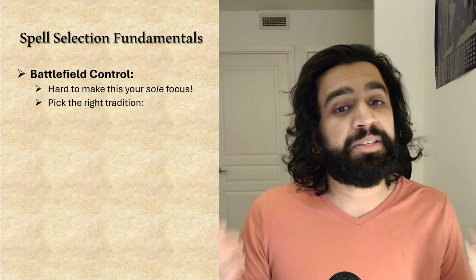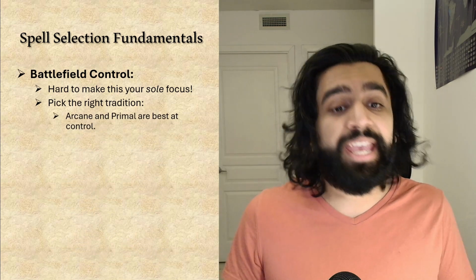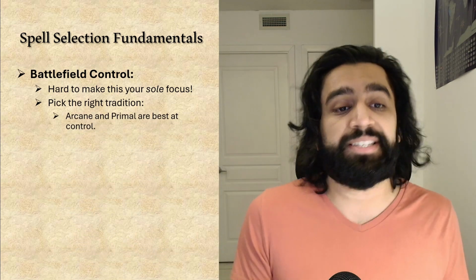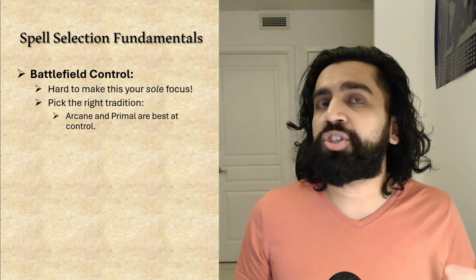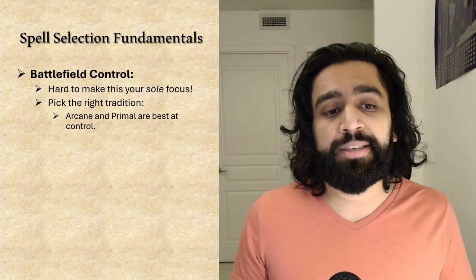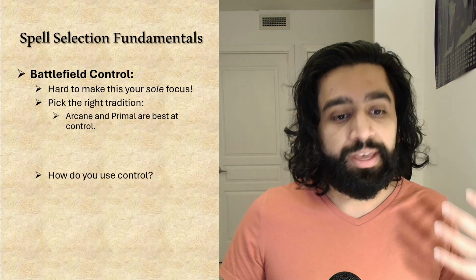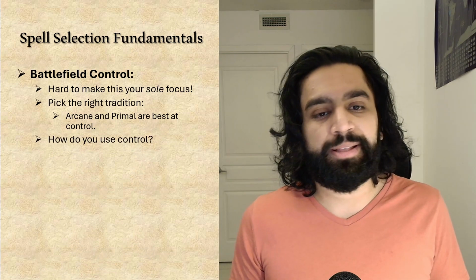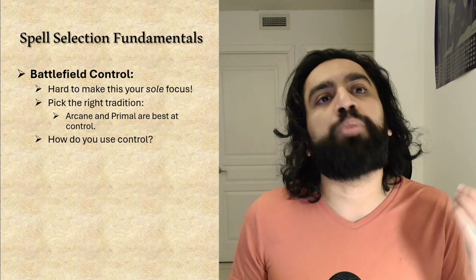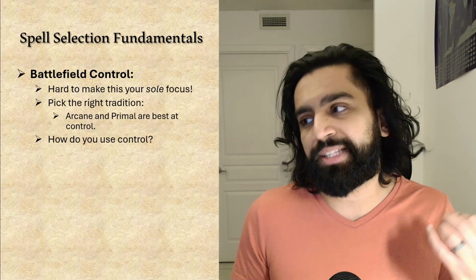As always, it's important to pick the right tradition. Arcane and Primal are the uncontested best at this. Occult and Divine sort of catch up in the higher ranks of spell slots, but Arcane and Primal still just are that much better than them. How do you use control spells though? And that is kind of the important question in what you do for selecting your spells.